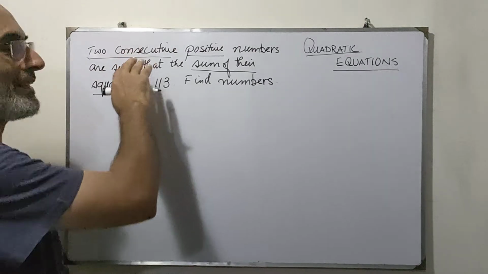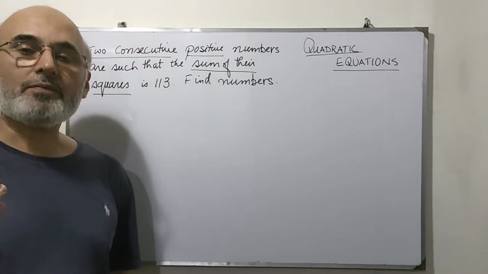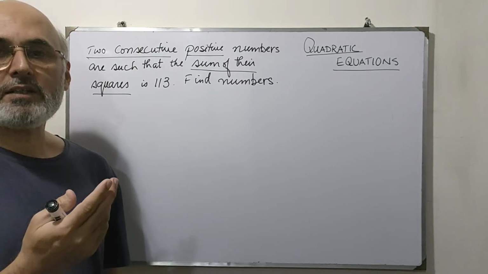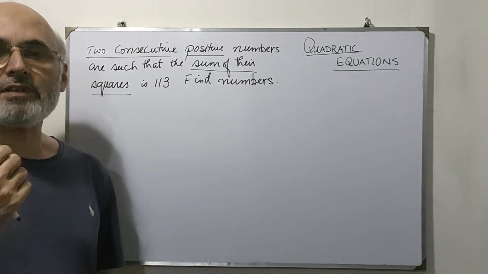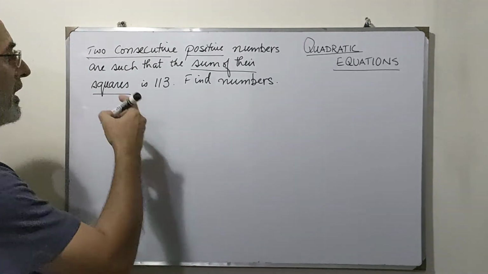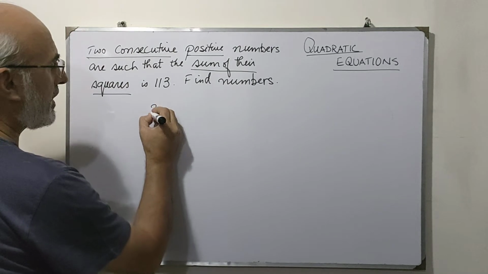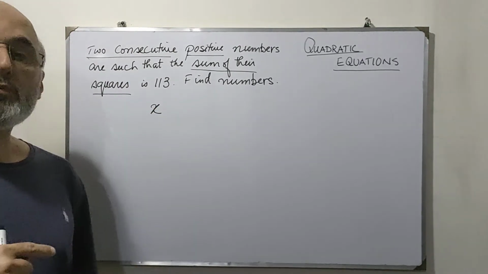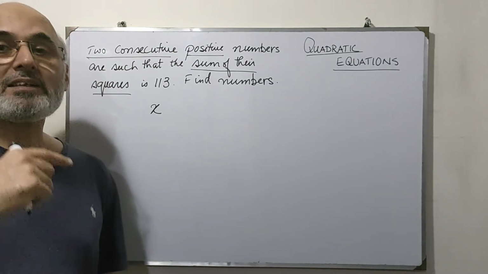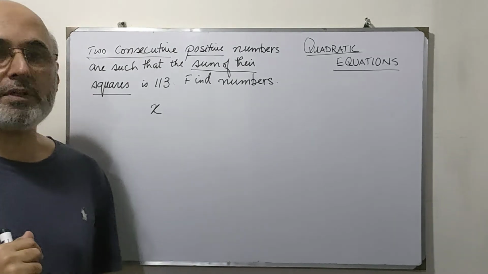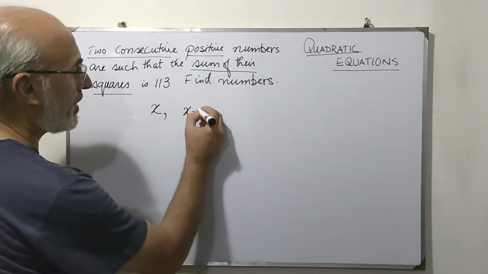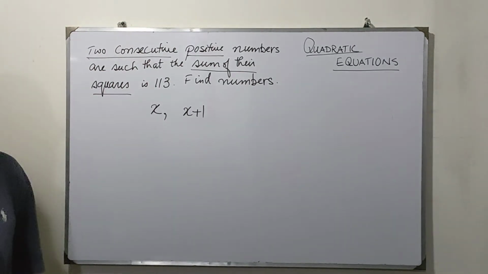So the first thing is consecutive. By consecutive, what is meant is that if the first number is 3, the next number is going to be 4. If the first number is 7, the next number is going to be 8. Right? So let's suppose the first number is x, and what could be the next number? It means just one ahead of the first number. So if the first number is x, the second will be x plus 1.